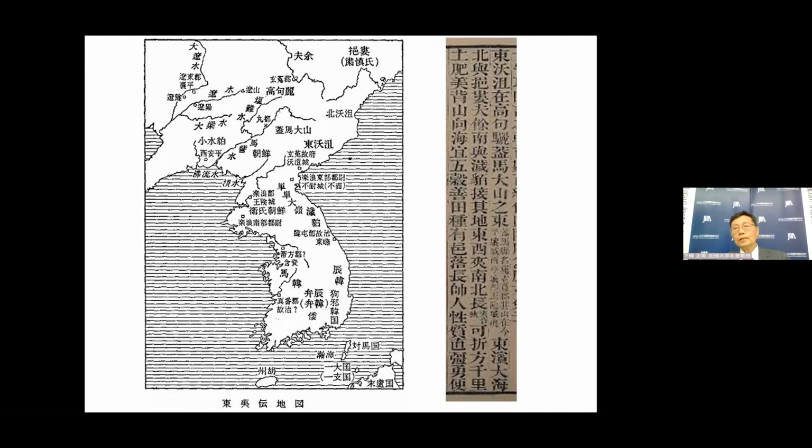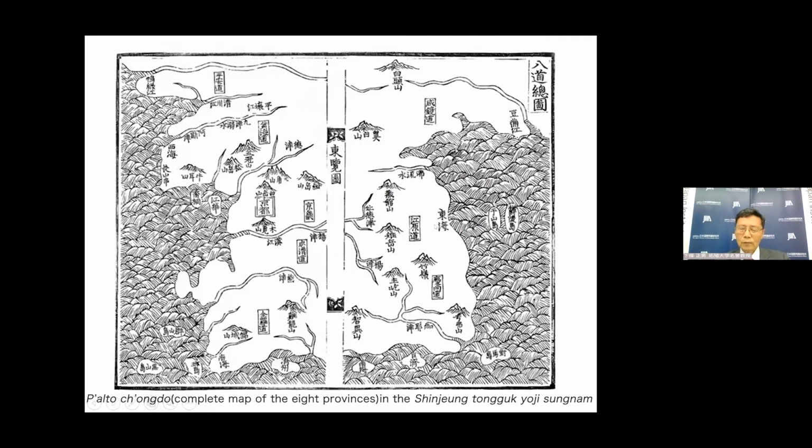the East Sea in Palto Cheongdo in the Shinjin Dongguk Yoji Sungnam is interpreted as the Sea of Japan by the Korean side, but that was also not connected to the Sea of Japan here. The Korean side, they show the Palto Cheongdo of Dongguk Yoji Sungnam, and there's the East Sea and the West Sea and the South Sea indicated. And actually, what is the East Sea?